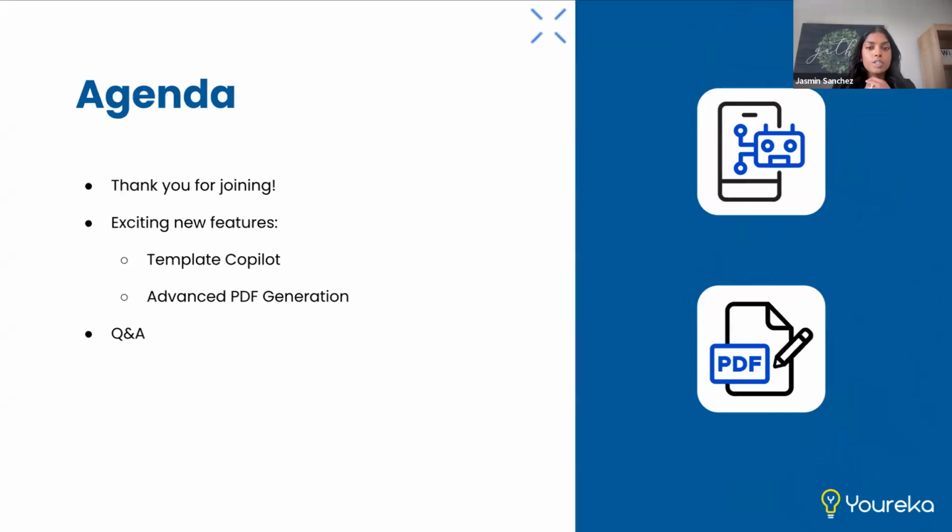So just a quick look at the agenda. We'll have a detailed look at the new Template Copilot feature and its game-changing AI-powered automation. And then we'll run through a breakdown of the advanced PDF generation tool, which I'll refer to as APG at times, and how it can automate and enhance your document workflows. And then Gary will run through demos of these features, and then we'll end it with a Q&A.